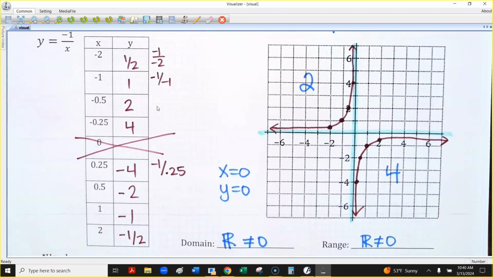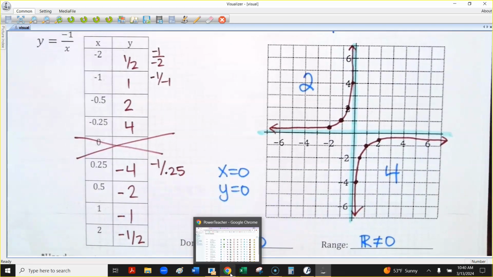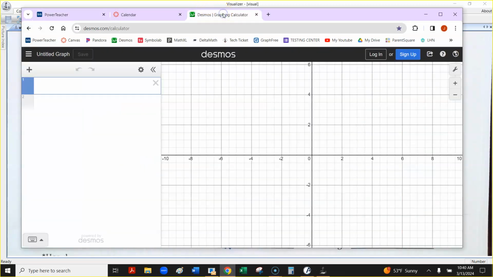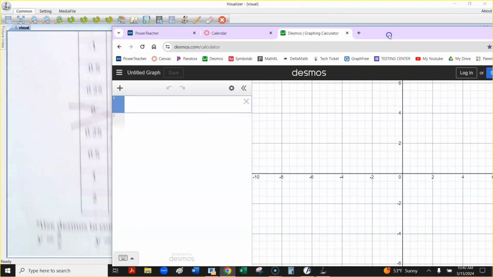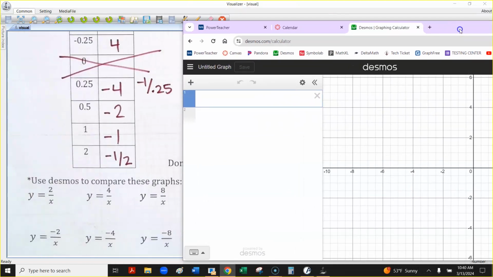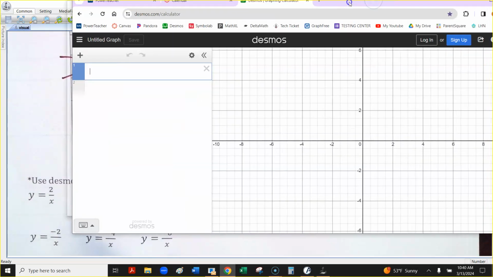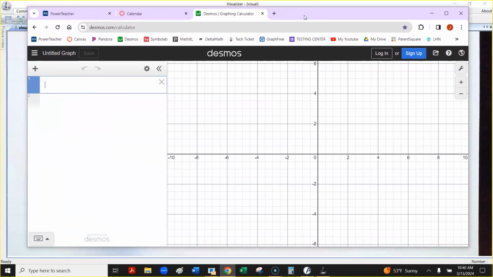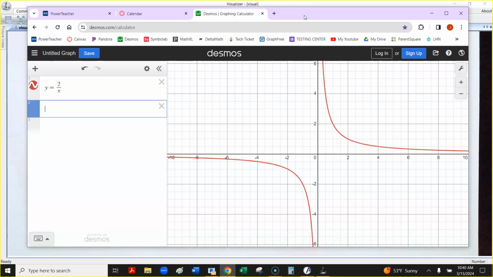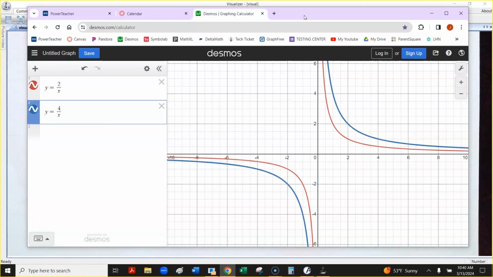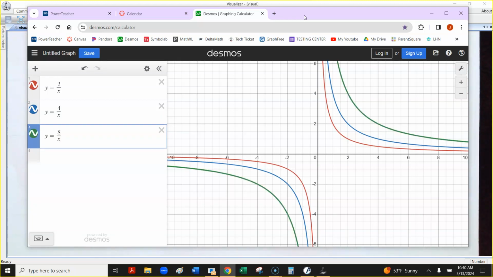Okay, now I'm going to do this real quick because I just spent a lot of time going over questions on the homework. So I'm not going to have you guys do this. I'm just going to pull up my Desmos real quick. And this just says if we compared these graphs, how does changing the k value change the graph? So I'm just going to graph y equals 2 over x. So that's red, right? Okay, now I'm going to do y equals 4 over x. That's blue. And then I'm going to do y equals 8 over x. And that's green.